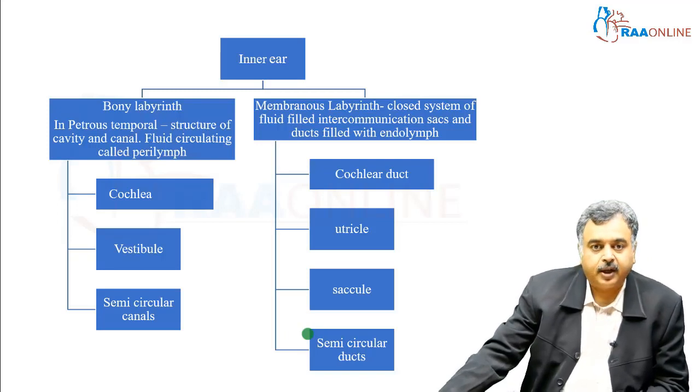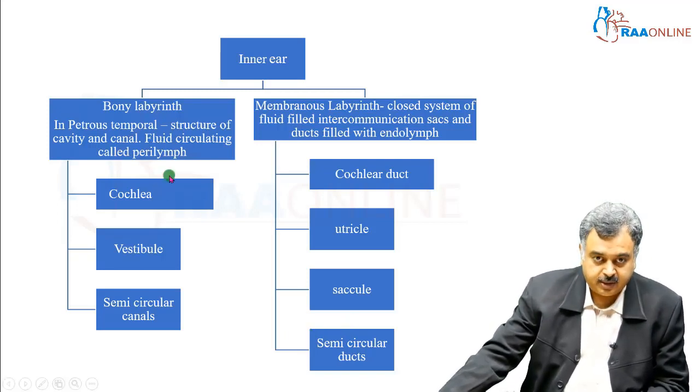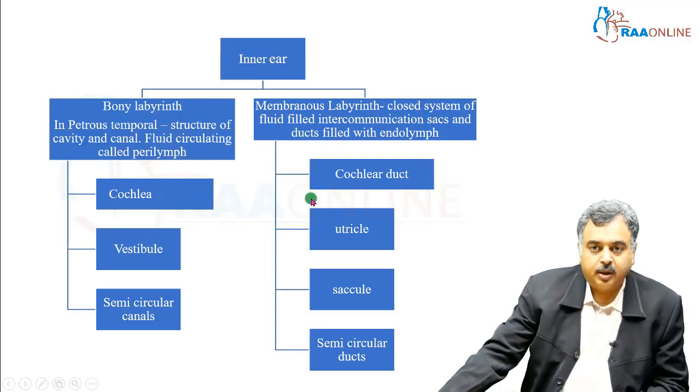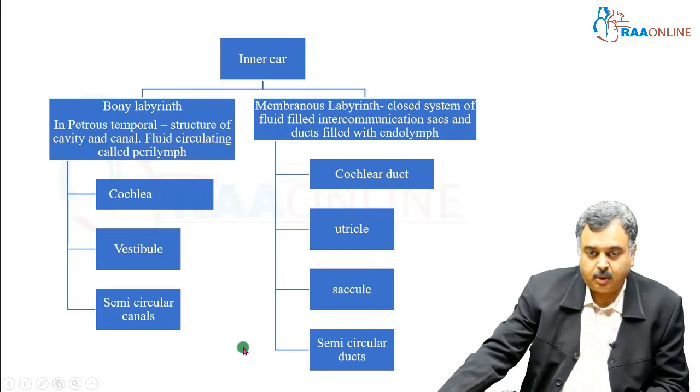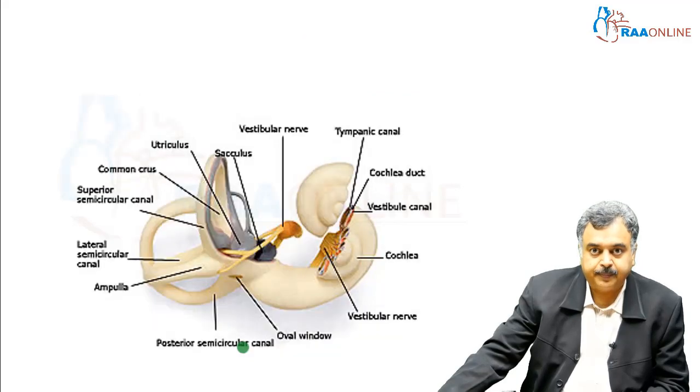The bony labyrinth can be divided into three parts: the cochlea, the vestibule and the semicircular canals. The membranous labyrinth can be defined as a closed system of fluid filled intercommunicating sacs and ducts which are filled with endolymph. It contains the cochlear duct, the utricle, the saccule and the semicircular ducts. We will be talking about all of these in detail.